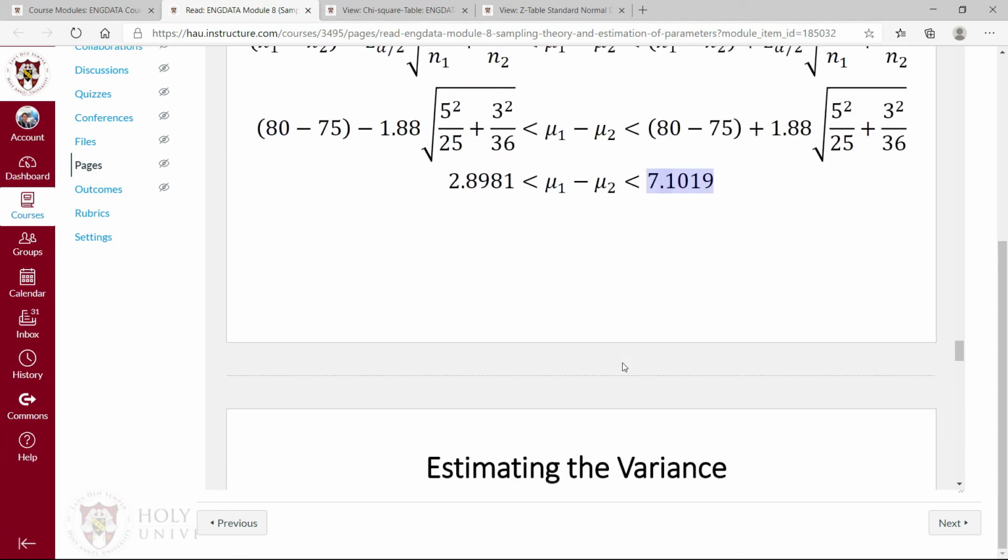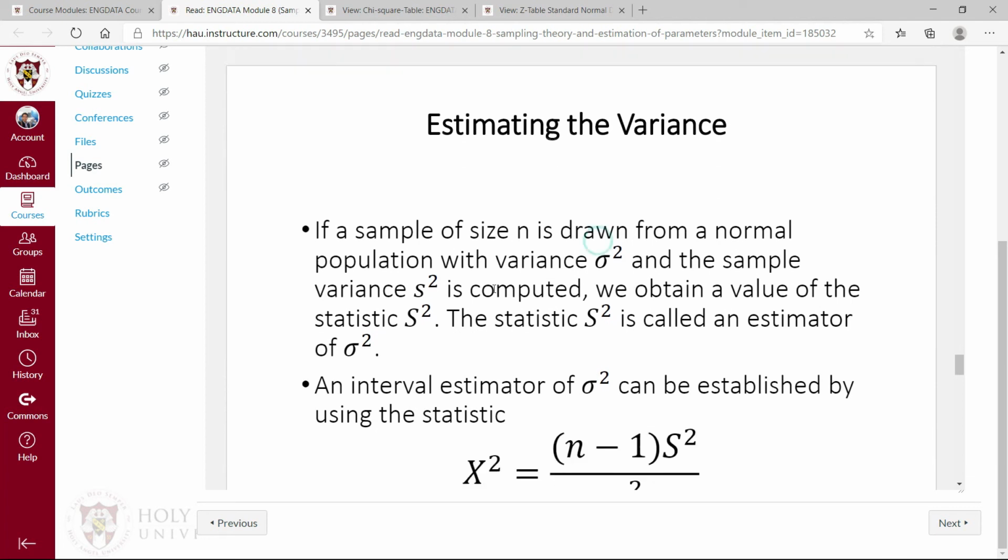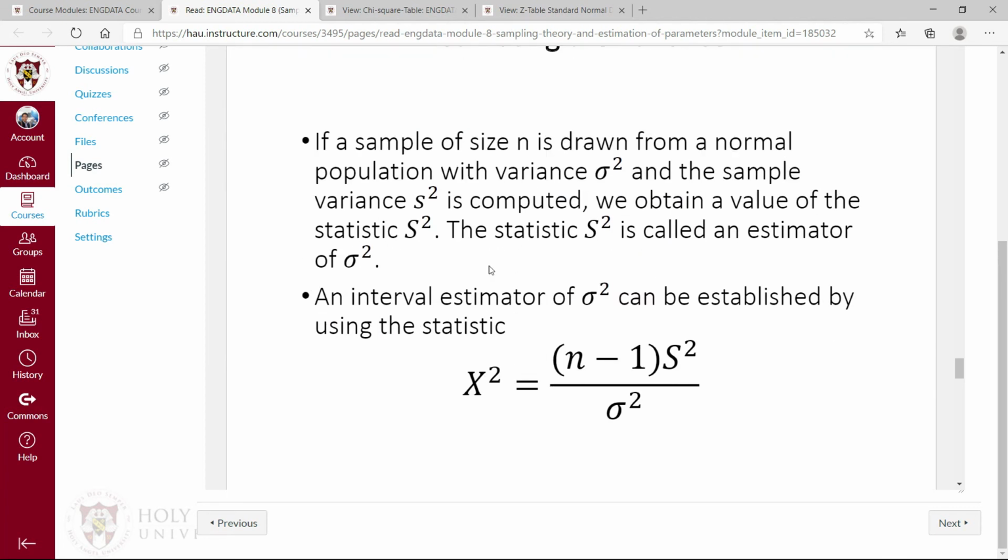Now, estimating the variance, you'll have this formula. This is n minus 1, then s squared is called the estimator of the variance. And n minus 1 will be your degrees of freedom, then this will be the variance.